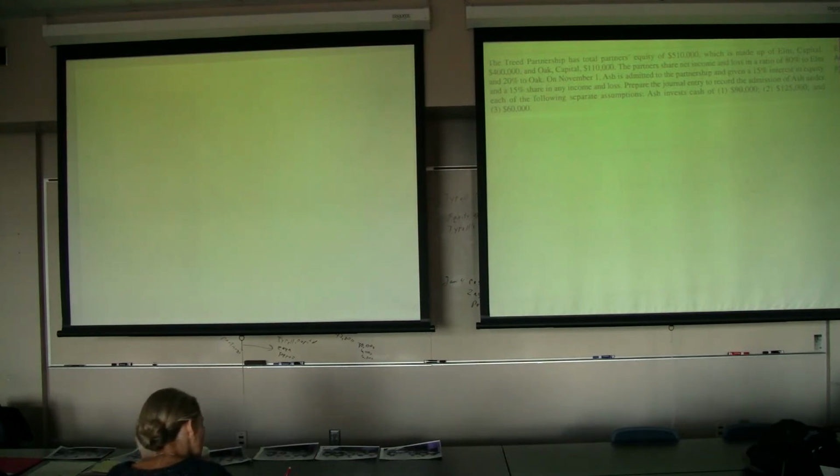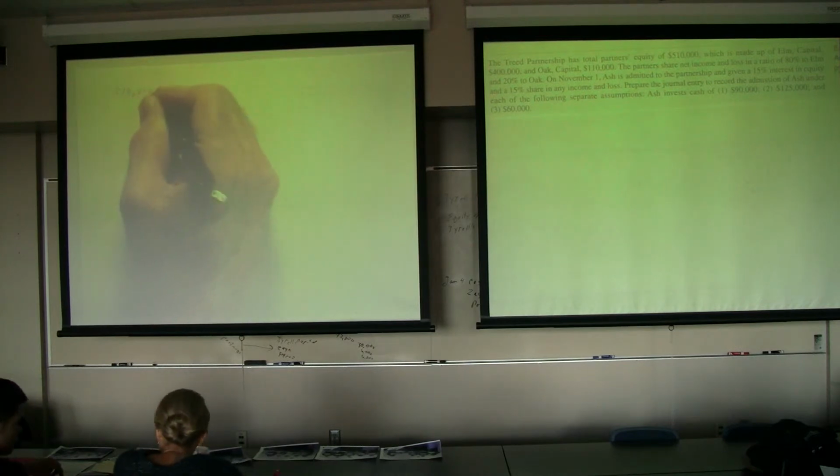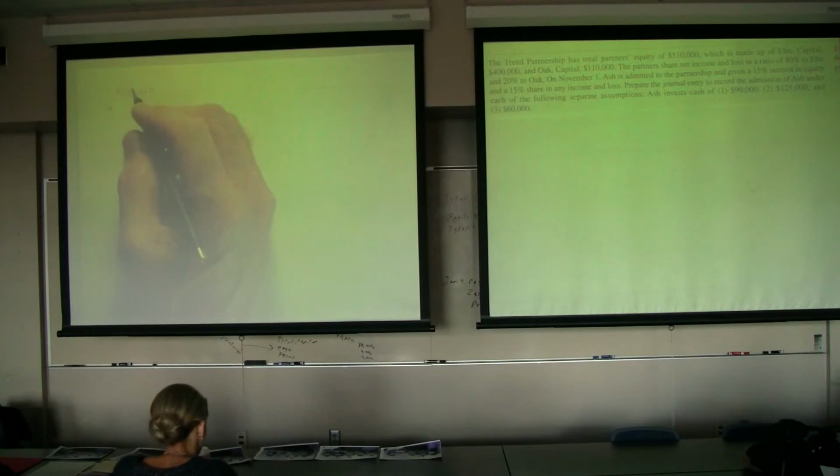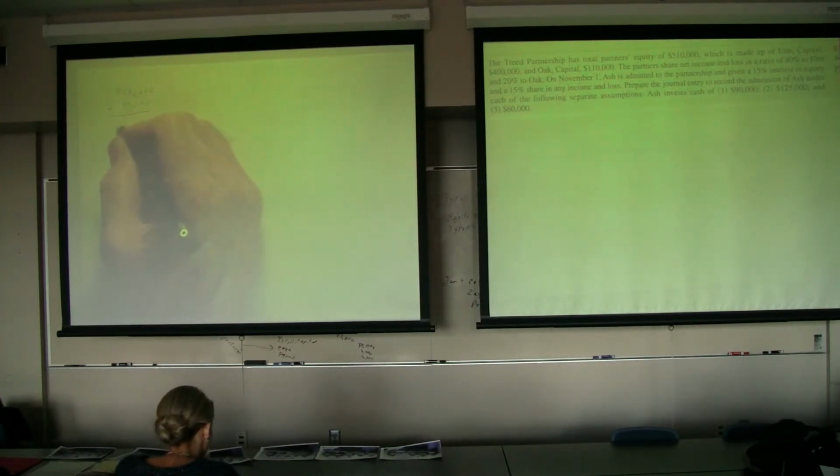So now what we have is 510,000. That's the capital prior to Ash. Then he invests 90, that means there's a total of 600,000. Multiply that times 15%, that comes to 90,000. So his investment equals his percentage after the investment.